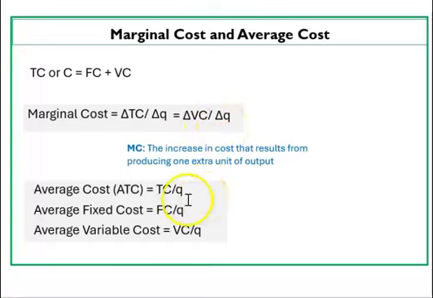Average cost, which is also known as average total cost, equals total cost divided by output, and average fixed cost equals fixed cost divided by output. Average variable cost equals variable cost divided by output.